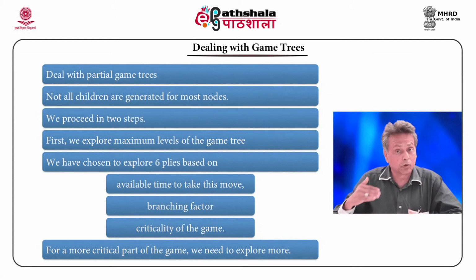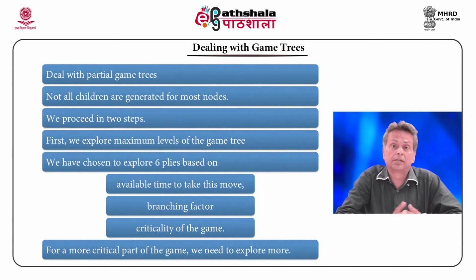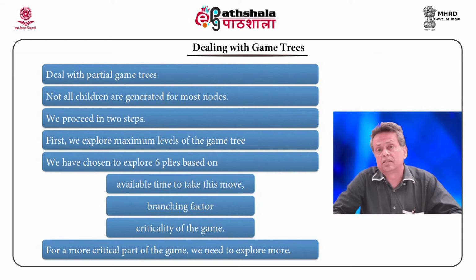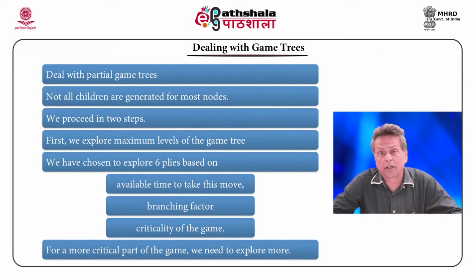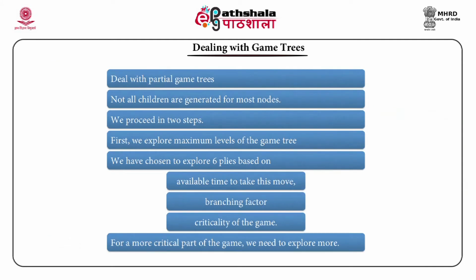And remember, we have chosen 6 plies in our example based on many things. The time is one, the branching factor of the tree is another. For example, in the case of chess, the branching factor is huge, 35. So exploring the next ply will require almost 35 times more time than the current ply. So it's a huge amount of time that is required. But remember, one of the parameters of exploration is the criticality of the game.